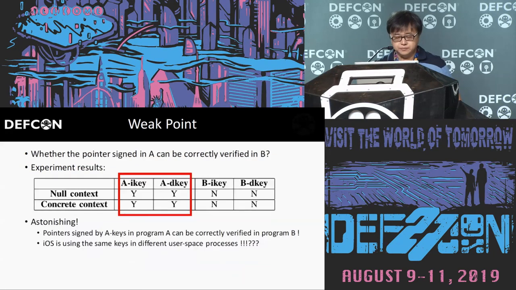Let's see. The experiment results show that the pointers signed by the AI key and AD key in program A can be correctly verified in program B. So that's very surprising. It seems that iOS is using the same keys in different user space processes.